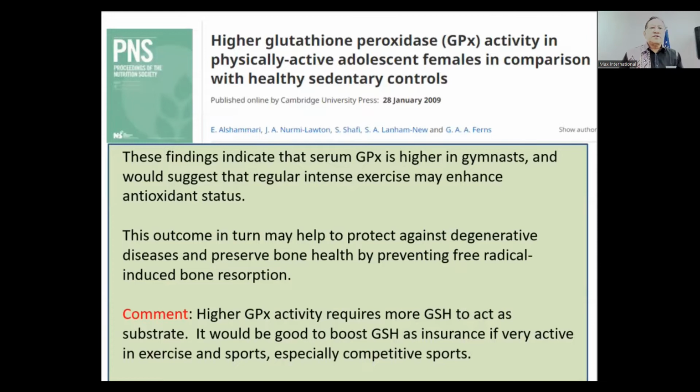Next, the study shows that higher glutathione peroxidase activity exists in physically active adolescent females in comparison with healthy sedentary controls. Okay, so if the adolescents who are anemic and younger have higher peroxidase activity and also higher GSH to GSSG ratios, then this study shows that the same thing happens in adolescent females who are physically active, compared to those who are not. These findings indicate that serum glutathione peroxidase is higher in gymnasts and would suggest that regular intense exercise may enhance antioxidant status. This outcome, in turn, may help to protect against degenerative diseases and preserve bone health by preventing free radical-induced bone resorption.